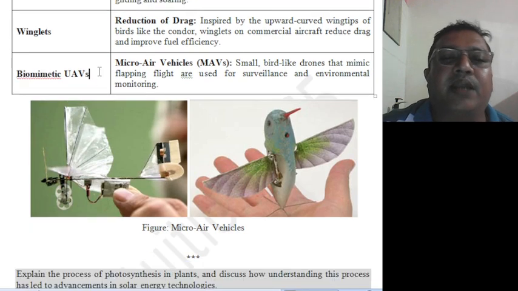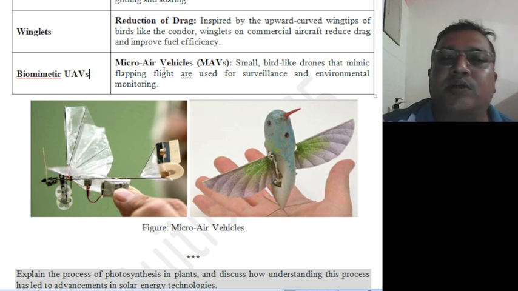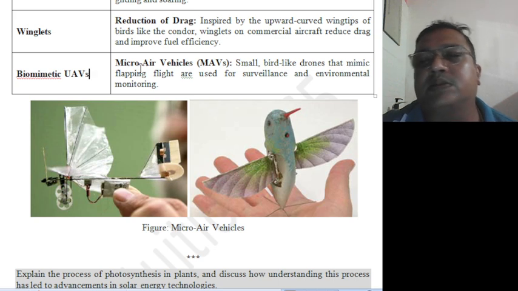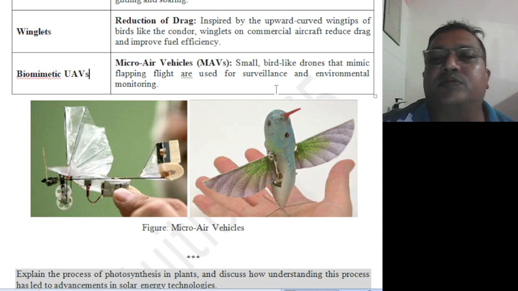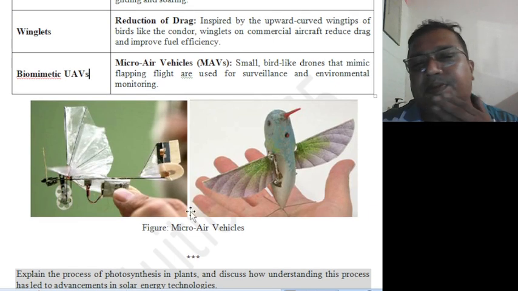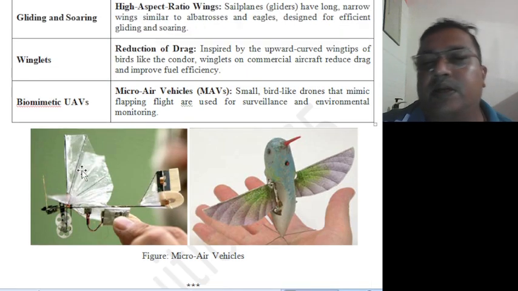And biomimetics, as such, means mimicking or copying the birds, which gives what are called micro air vehicles. These are small bird-like drones which mimic flapping flight and are used for surveillance and environmental monitoring. So micro air vehicle images are given here, a simple one, or even a little bit more complicated ones.